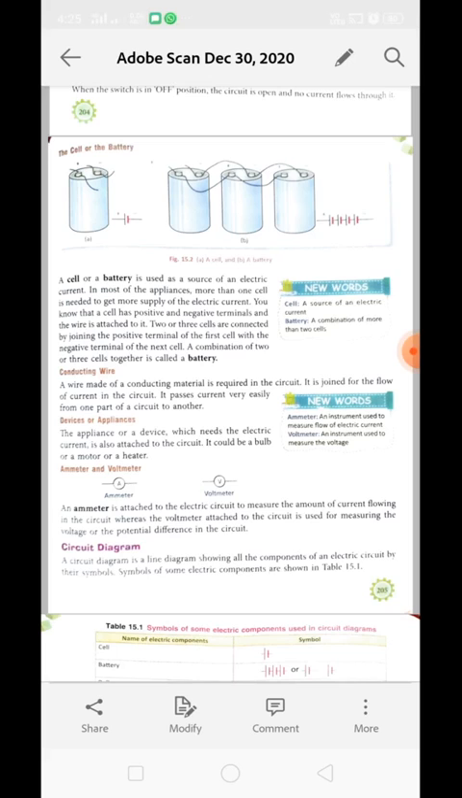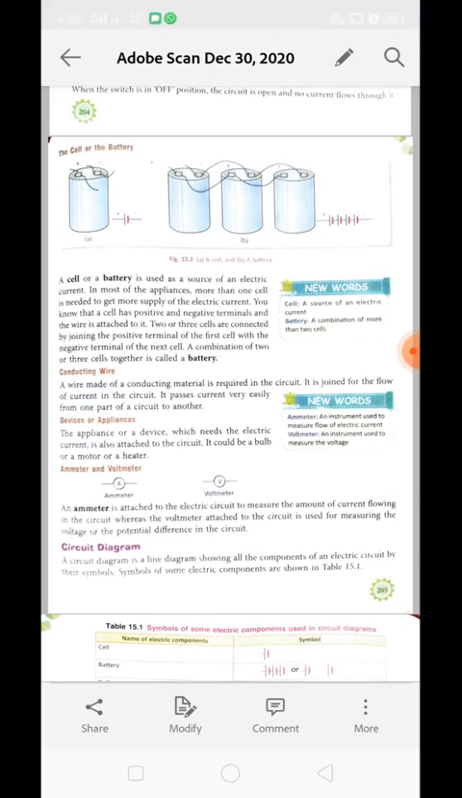Right. Next is devices or appliances. The appliances or devices which need the electric current are also attached to the circuit so that we can see or use the electric current. It could be a bulb, a motor, a heater, anything.